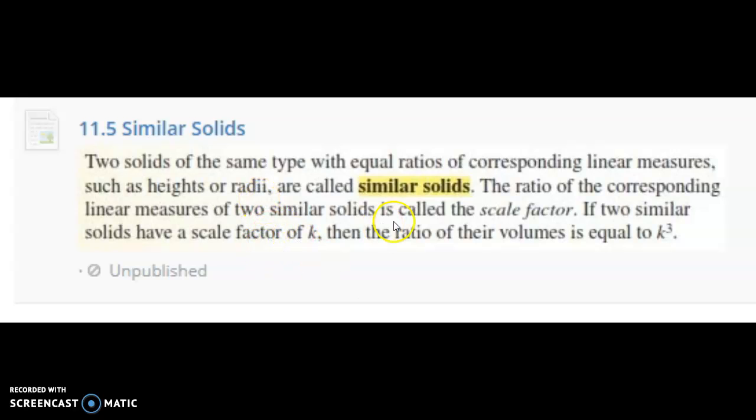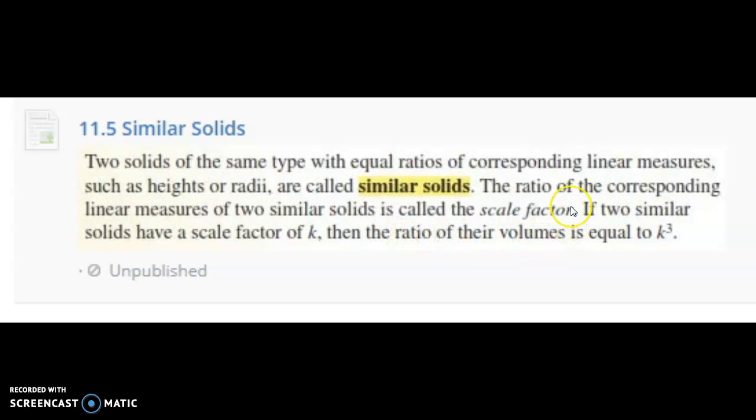Now, by definition, two solids are similar if the ratio of their corresponding linear measures is constant. So, what do we mean by ratio of corresponding linear measures? For example, if you have two prisms, the ratios of the length, the width, and the height must be proportional. If you have a cylinder, then different cylinders have different radii. The ratio between any two radii will be the scale factor.